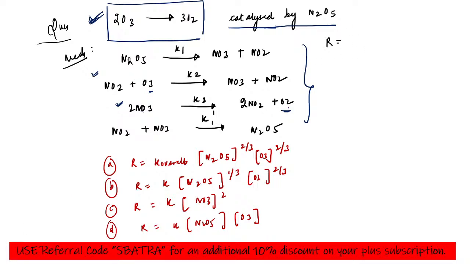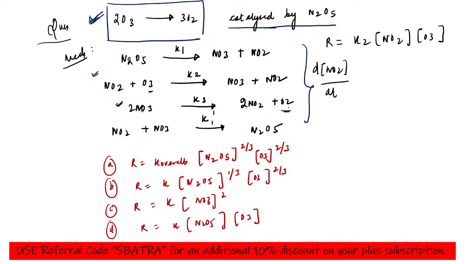We can write down rate. Rate is equals to K2 NO2 O3, okay, we can write this way. Now we know NO2 is our intermediate, so we have to write down the steady state approximation for NO2. Okay, so how can we write down the steady state approximation for NO2?